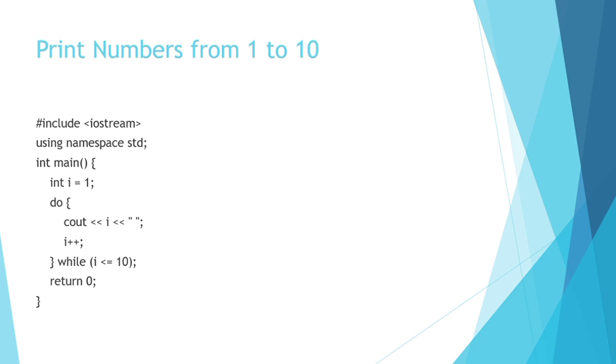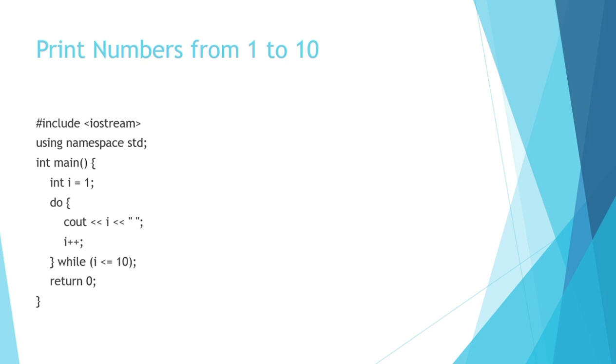Loop continuation and exit. The while condition is checked after each iteration. As long as i is less than or equal to 10, the loop continues to execute. Once i reaches 11, the condition i <= 10 becomes false, 11 is less than or equal to 10 is false, and the loop exits.